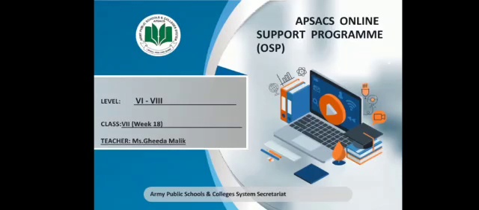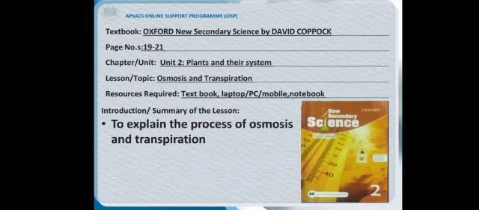Today we are going to discuss the week 18 topic of science. Textbook: Oxford New Secondary Science by David Cooper, page number 19 till 21. Chapter: Plants and Their System. Topic: Osmosis and Transpiration. Resources required: textbook, laptop, PC, mobile or your notebooks. Summary of the lesson: to explain the process of osmosis and transpiration.